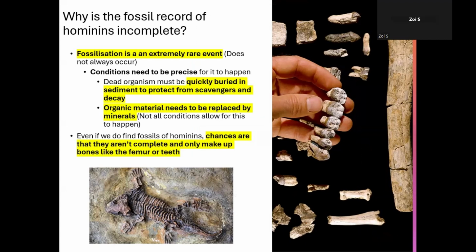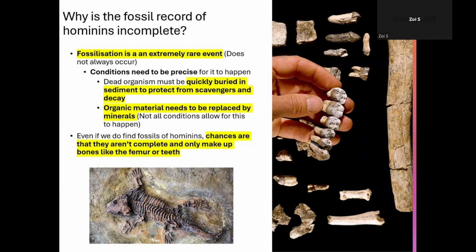So why is it that we have an incomplete fossil record of hominins? The general reason why any fossils are hard to obtain is that fossilization is an extremely rare event. It does not always occur. There are specific conditions that need to be met, two of which are most important. One, dead organisms need to be very quickly buried with sediment as soon as they have passed away, because as soon as they pass away, they can be hunted by scavengers.